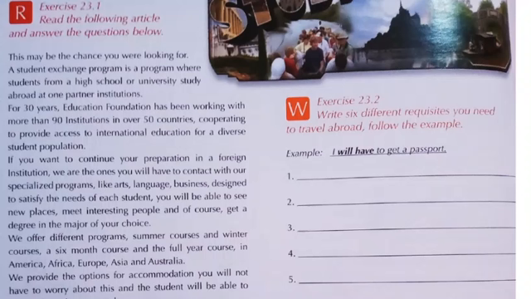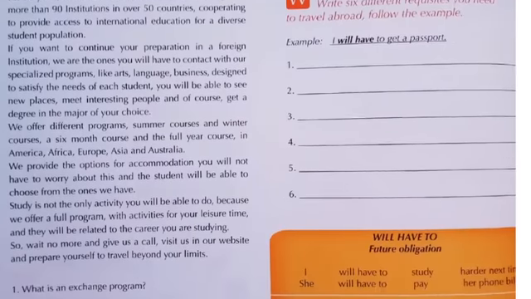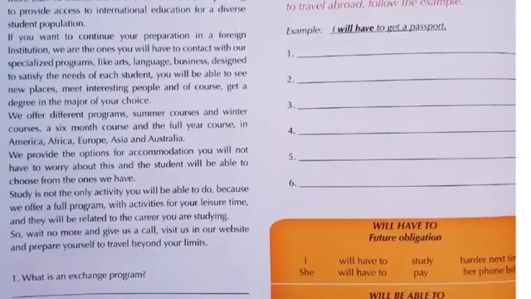You will be able to see new places, meet interesting people, and of course, get a degree in a major of your choice. We offer different programs, summer courses and winter courses, a 6-month course and a full year course, in America, Africa, Europe, Asia, and Australia. We provide all the options for accommodation. You will not have to worry about this, and the student will be able to choose from the ones we have.